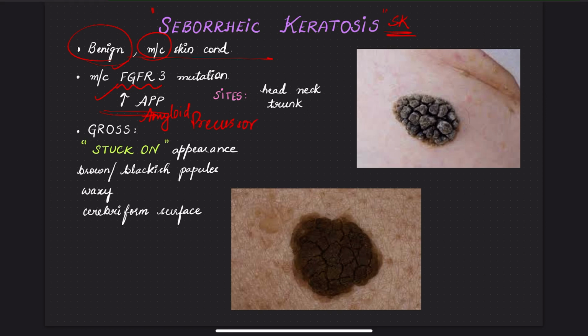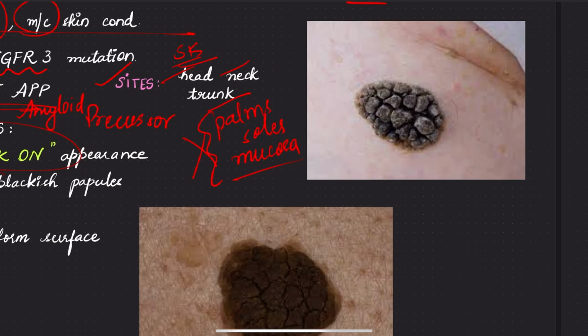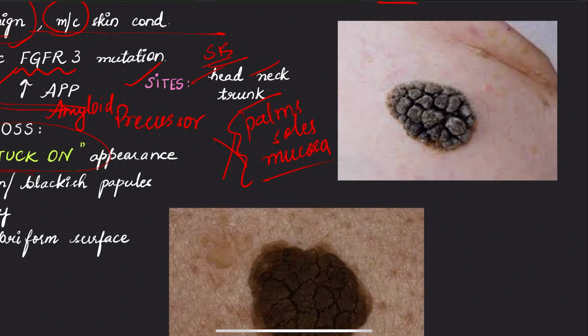The most common sites for seborrheic keratosis are the head and neck and trunk. Seborrheic keratosis never involves palms, soles, and mucosal surfaces. These three are never involved. Grossly, seborrheic keratosis gives a stuck-on appearance, as if some material has dropped and stuck to the surface of the skin.